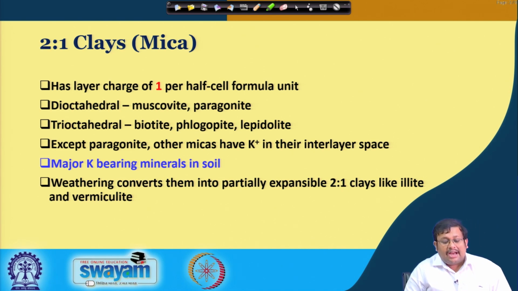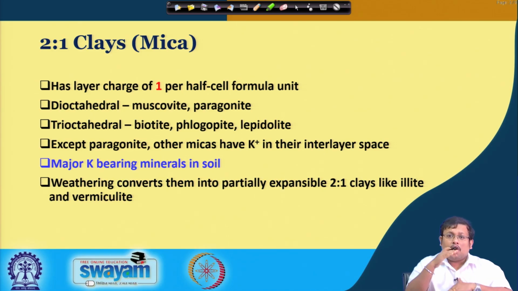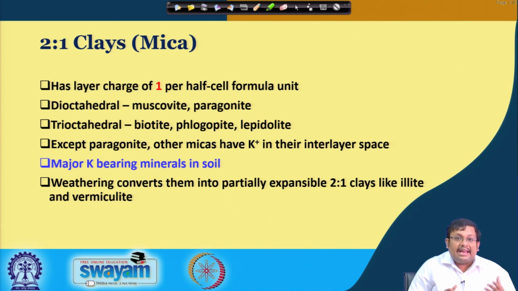Now, except paragonite, other micas have potassium ions in their interlayer space. This potassium ion is very small and it comes into the interlayer space and locks the structure. As a result, these micas are the major potassium bearing minerals in the soil. When these micas weather, they convert into partially expansible 2:1 type of clay like illite and vermiculite. We will be discussing those two clay minerals in the next slides.